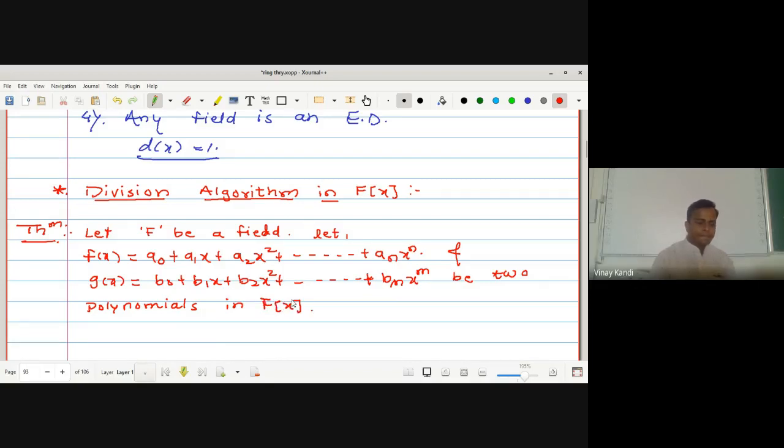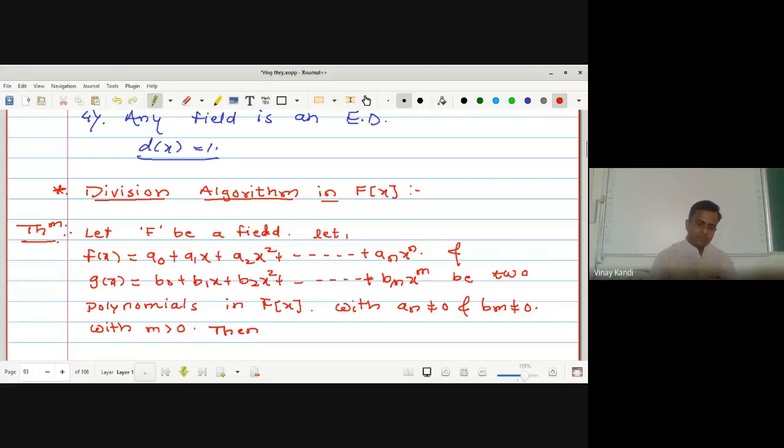with an is not equal to 0 and bm is not equal to 0. If it were 0, the degree of the polynomial would decrease. With m is greater than 0. What is the meaning of this? m greater than 0 means a non-constant polynomial. If m were 0, then x raised to m would give degree m minus 1. Understood? m is greater than 0.